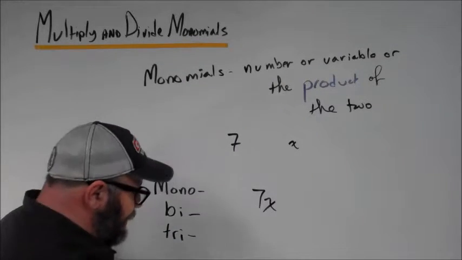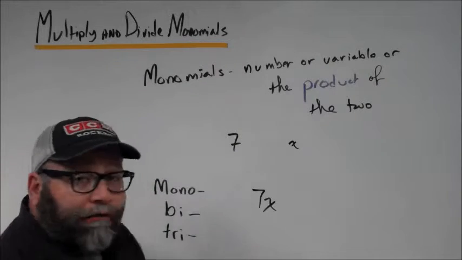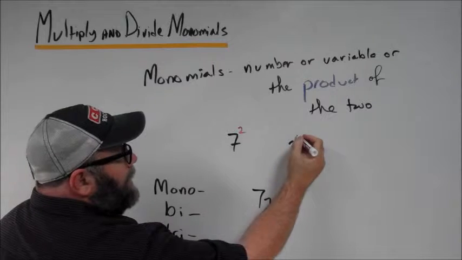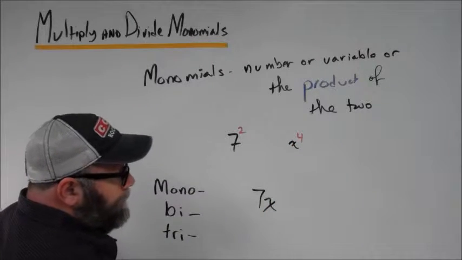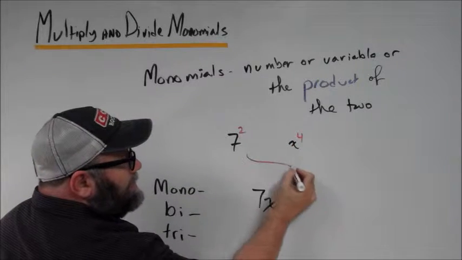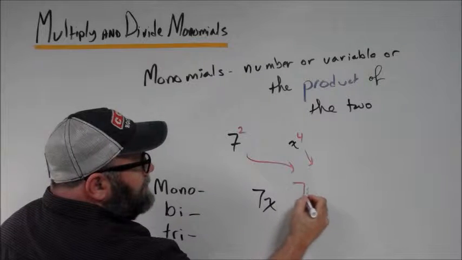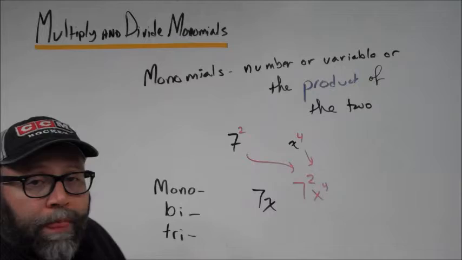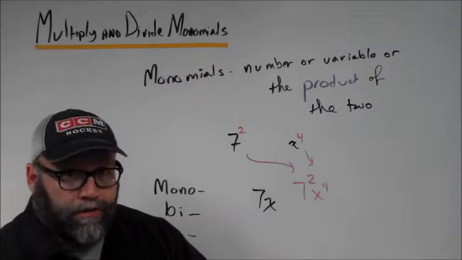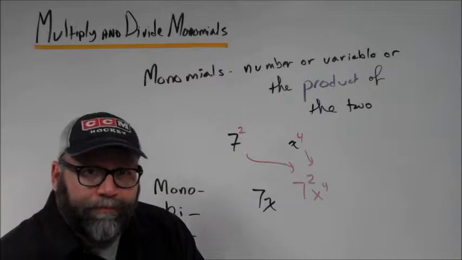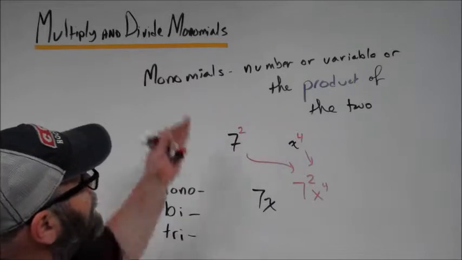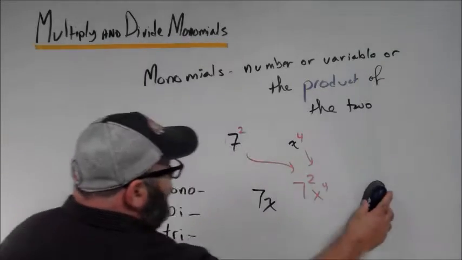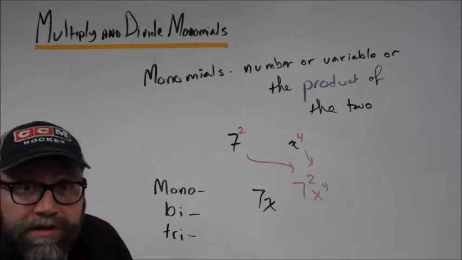Additionally, because we're building off of our powers and exponents lesson here, we could say 7 squared and x to the 4th, and then rewrite these as 7 squared x to the 4th. And now we have kind of like a super monomial. All right, so that's monomials. We're going to multiply and divide monomials, and when we multiply and divide monomials, it's going to look like this.